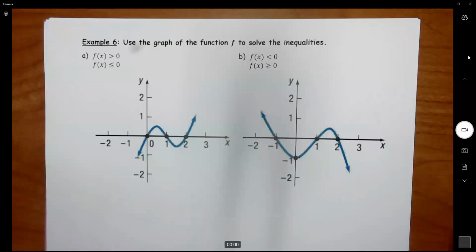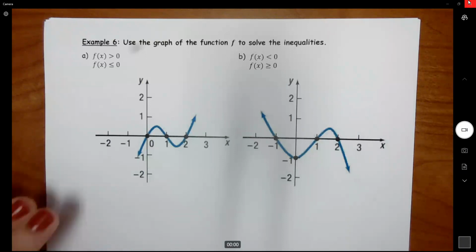And we're going to end this lesson with polynomial inequalities. We have already done this with quadratic inequalities. It's the exact same process as that was. So use the graph in example 6, or use the graph of the function, to solve the inequalities.